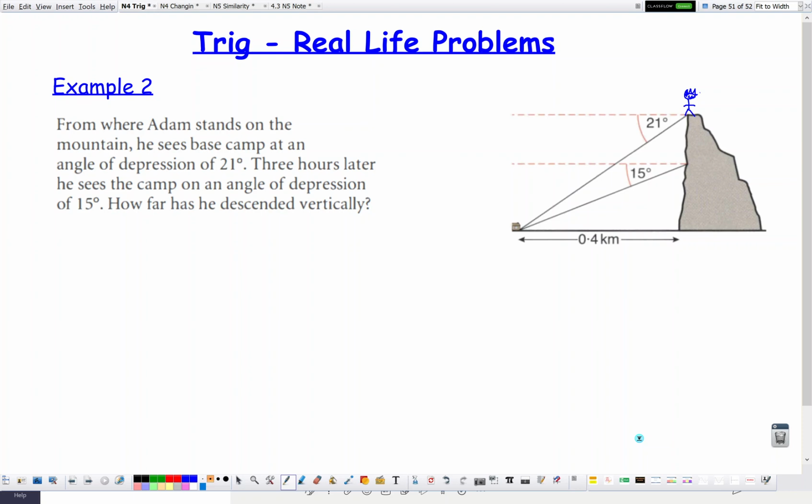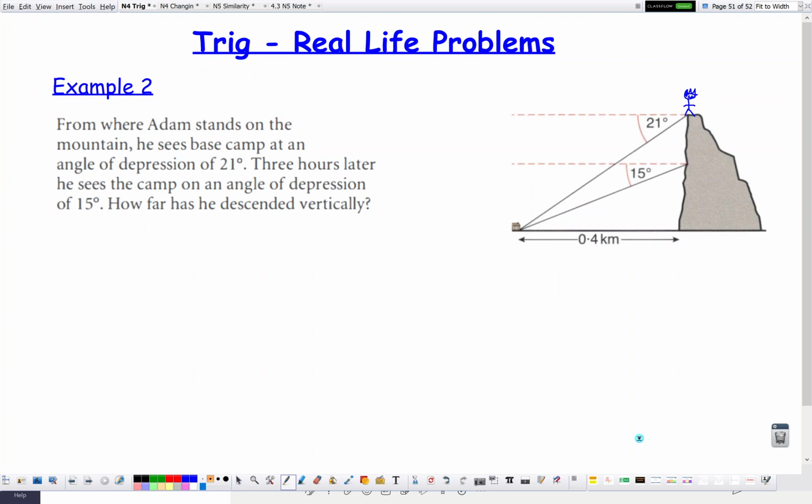Okay, so he's up there and he sees base camp, and that angle of depression, which is basically the angle looking down, is 21 degrees from horizontal to him. So 21 degrees down, and that's the angle to base camp. 3 hours later, he's walking down the mountain, he sees the camp at an angle of 15 degrees. And the question is, how far vertically has he descended?